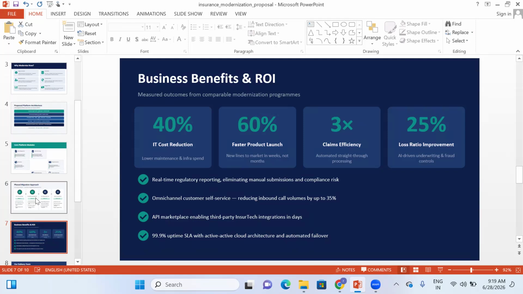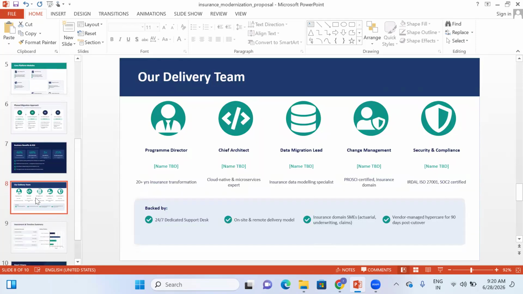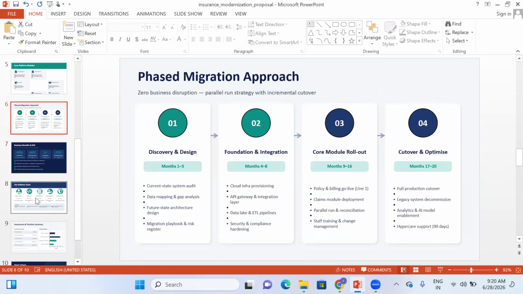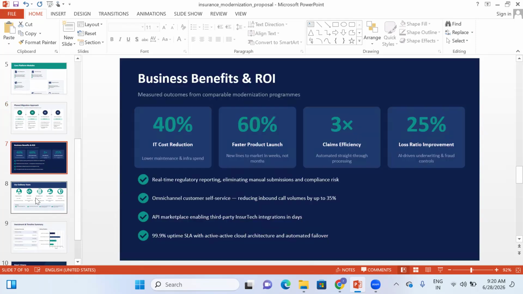We have to measure the outcomes of a comparable modernization program. Due to the modernization from legacy to cloud native, a 40% IT cost reduction can be achieved, 60% faster product launch, claims efficiency will be faster by 3x, and a loss ratio improvement of 25% through AI-driven approaches. These are the major business benefits, because at the end of the day, the customer, the stakeholder, has invested money. They expect a return on investment out of it. So in what way is this going to be beneficial to them? We have to explain that too.